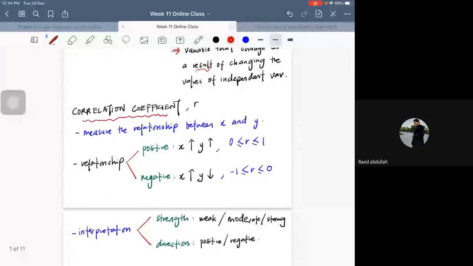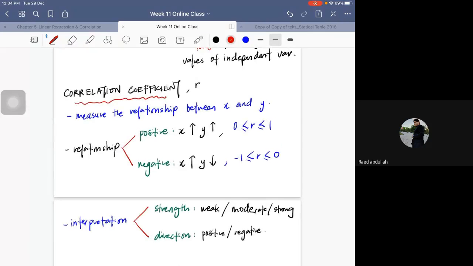Among the terms that you should come across when you have a look at 5.1 is the correlation coefficient, also known as the Pearson product moment correlation, if I'm not mistaken. There's another name for it, you can refer to it in your notes. The correlation coefficient is usually denoted by the symbol small r. So small r means the correlation coefficient.